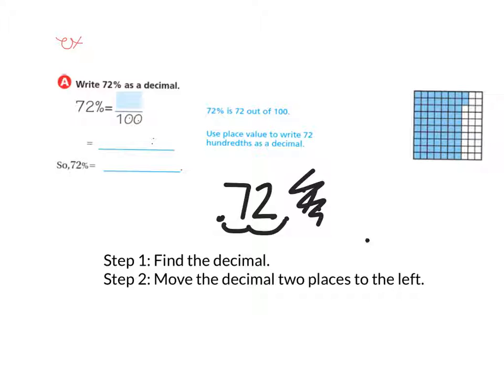So we have 0.72. And that's our decimal. If you notice, the numbers are the same. You just move that decimal over 2 places to the left. And that will give you your decimal. Okay?